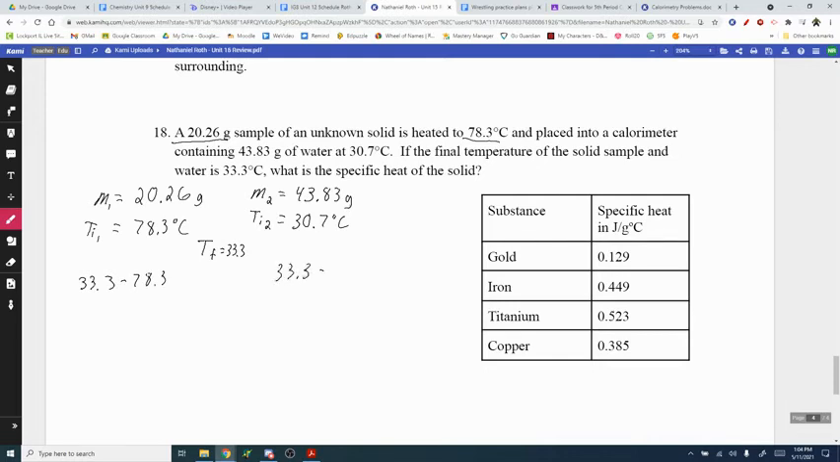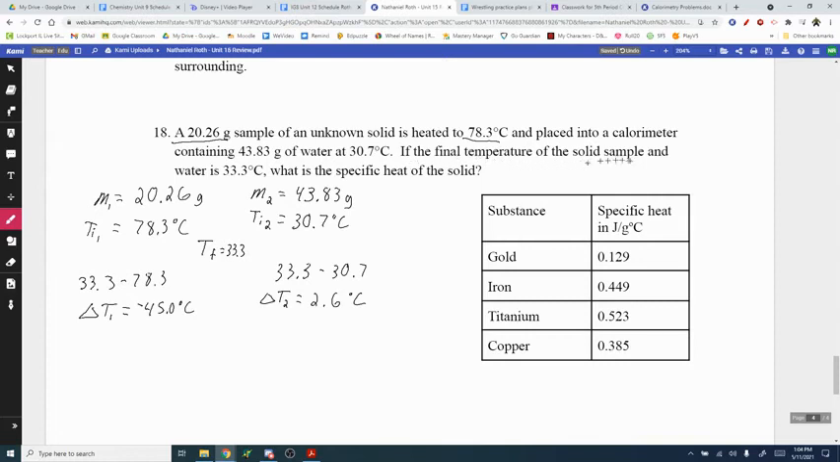33.3 minus 30.7 for that one. So this one is going to give us a delta T of 2.6. So that's delta T of 2, because that's the water. This one is going to give us a delta T of negative 45.0 degrees Celsius. Oh, I forgot to put degrees Celsius over here. There we go. And that is delta T of 1. All right, so that takes care of all our temperatures.